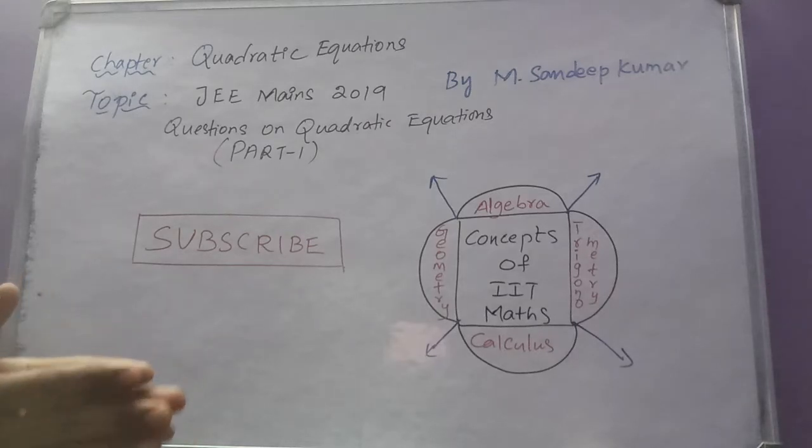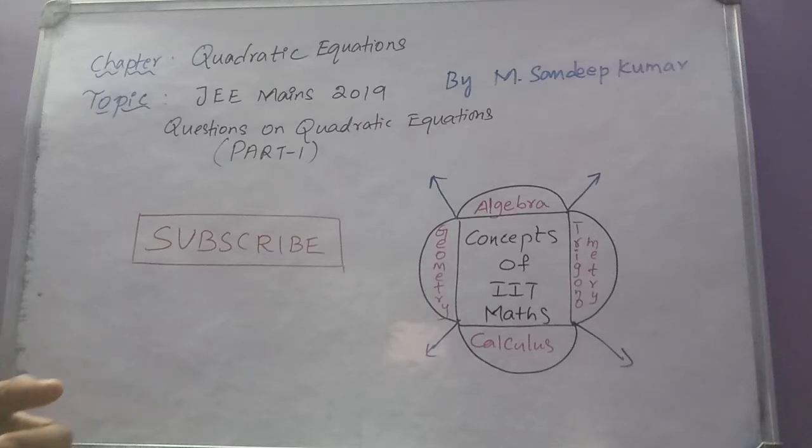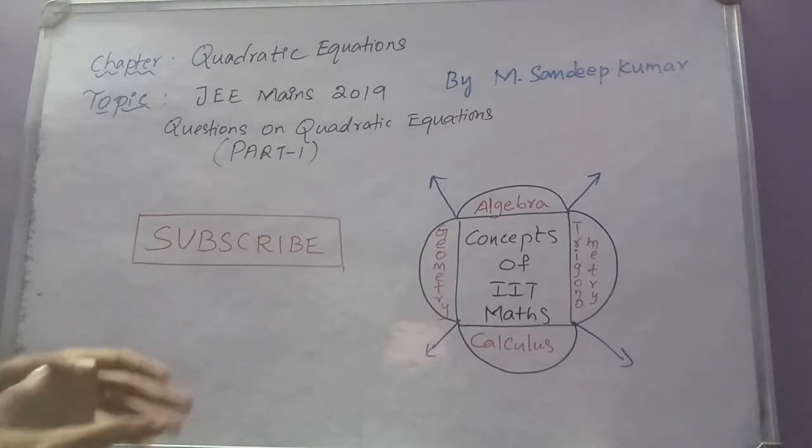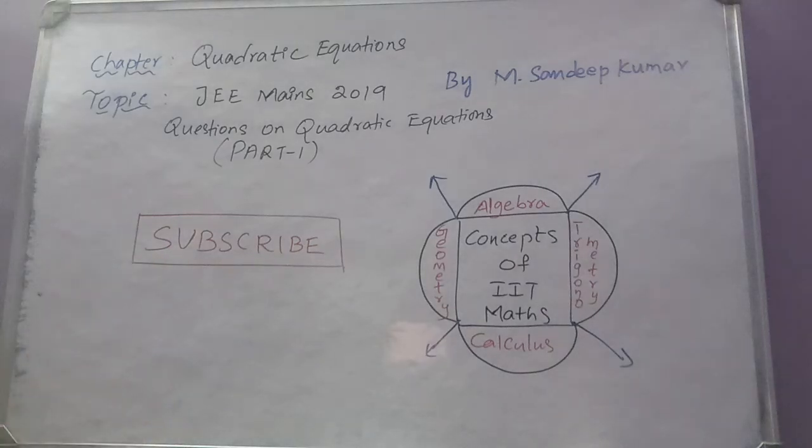So we have already completed the chapter of quadratic equations and we are discussing the previous year questions given in JEE Mains exam, and here we have taken JEE Mains 2019. So in various shifts, that means in various papers, in each paper we have found one question from the chapter of quadratic equations. There are many papers here, around 8 papers. So we are going to discuss each question of quadratic equations given in each paper.